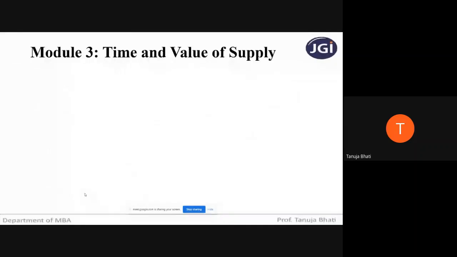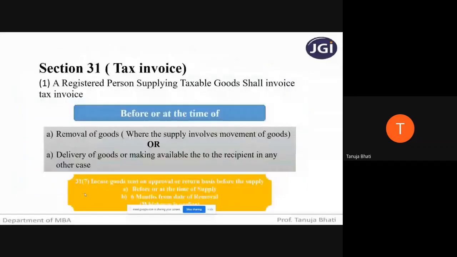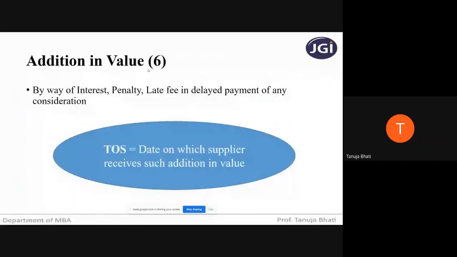But for additional consideration, we need to see section 12, subsection 6. That is, time of supply will be the date on which the supplier receives such addition in value. So here in this particular problem, we are applying two provisions. Now, is problem number 6 clear, students? Yes, ma'am.